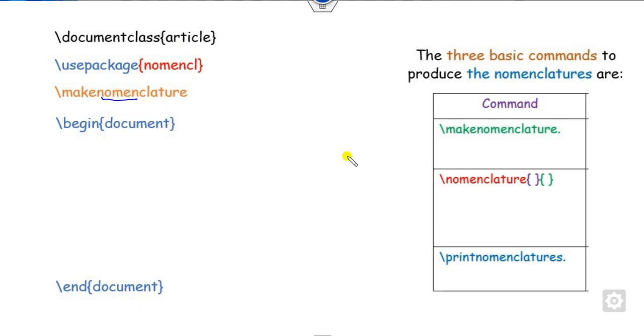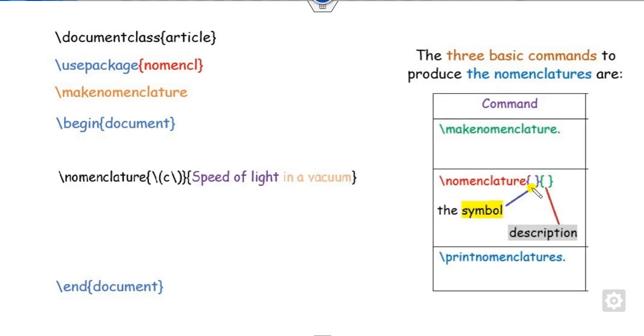Now once you have written this, the second thing is that you have to define the nomenclature. There are two arguments here. The first is the symbol, whatever symbol you want, and the second is the description. For example, here I denoted C as the speed of light. Instead of this you can also write dollar C, or you can simply write a backslash and curly braces, whatever you write, in the form of symbols. So nomenclature C represents the speed of light in the vacuum. That's a symbol and the description.